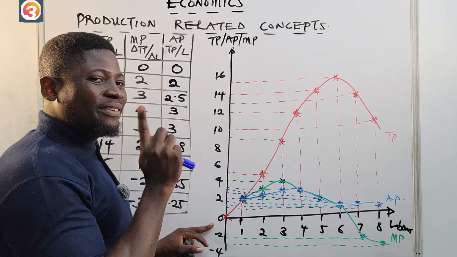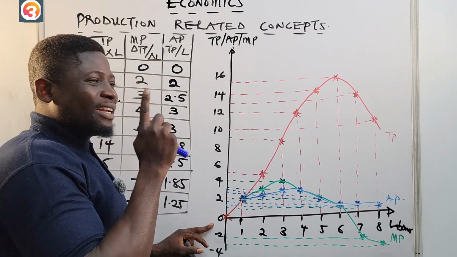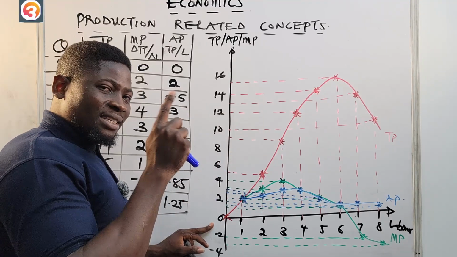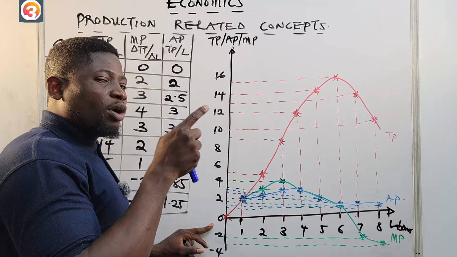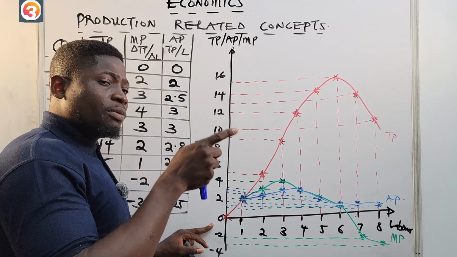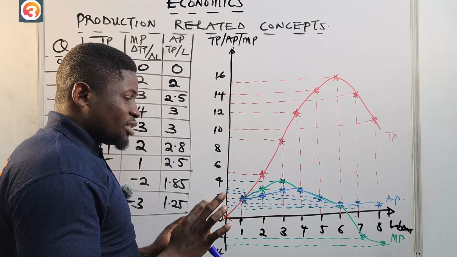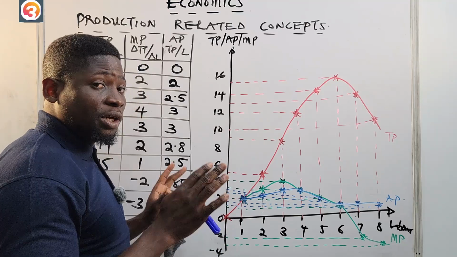And remember, we define MP, okay? We say MP is change in TP over change in L. That means the slope. All right, the slope of the total product curve is the marginal product, isn't it? So let us now quickly see how we can draw up relationship between them.